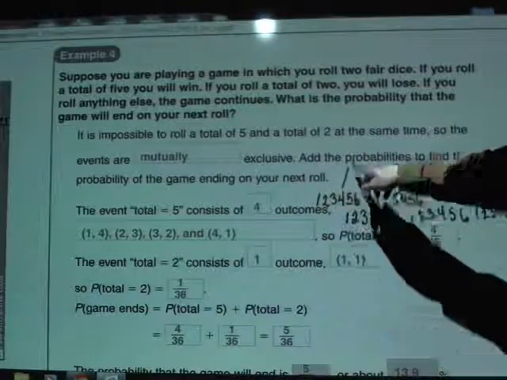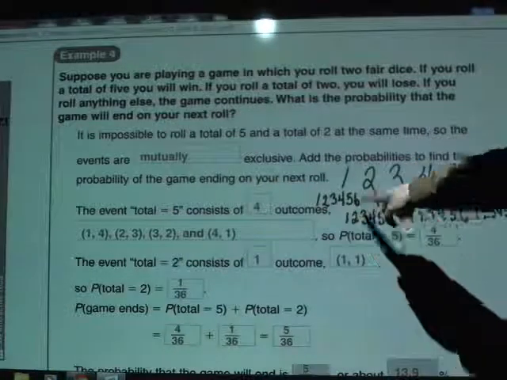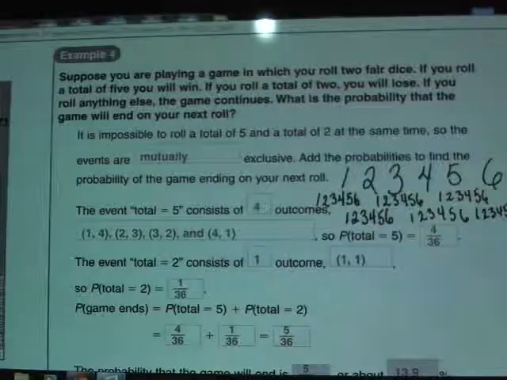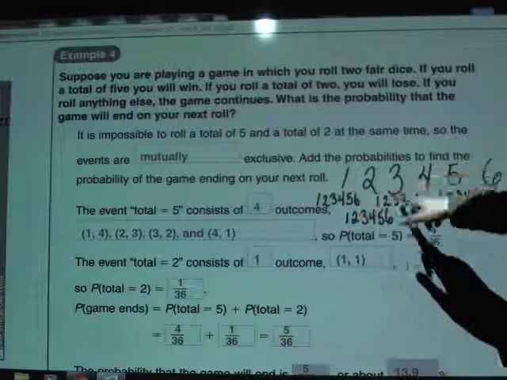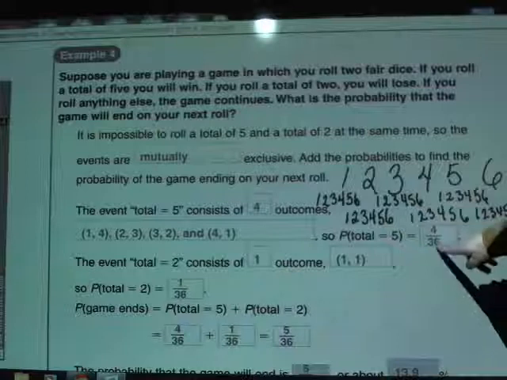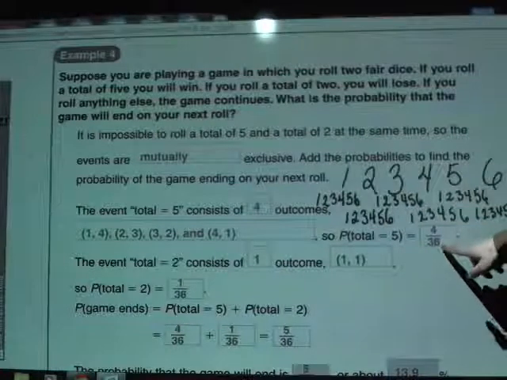1 and 1, 1 and 2, 1 and 3, 1 and 4, 1 and 5, 1 and 6, 2 and 1, 2 and 2, 2 and 3, on down the list. When we count up all the pairs here, you end up with 36 pairs, which is where the 36 came from.